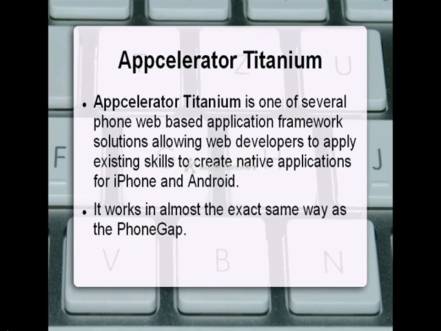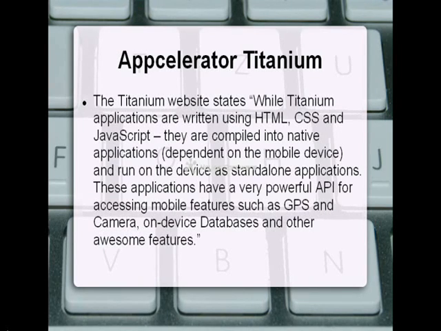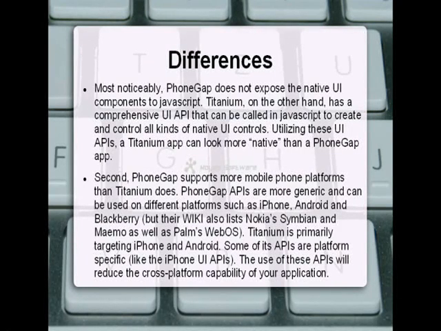Accelerator Titanium is one of several phone web-based application framework solutions allowing web developers to apply existing skills to create native applications for iPhone and Android. It works in almost the exact same way as PhoneGap. The Titanium website states that while Titanium applications are written using HTML, CSS, and JavaScript, they are compiled into native applications dependent on the mobile device and run on the device as standalone applications. These applications have a very powerful API for accessing mobile features such as GPS and camera, on-device databases, and other awesome features.